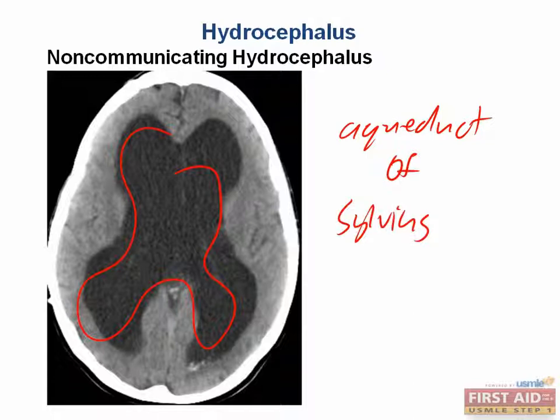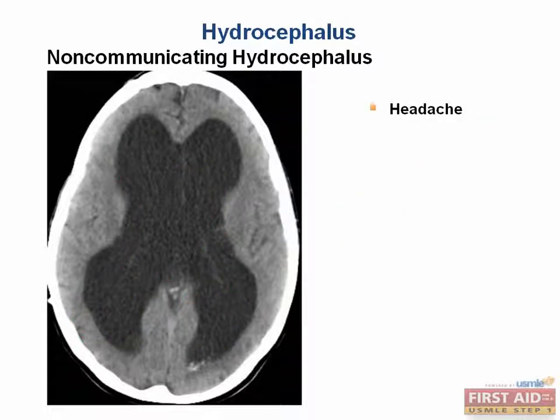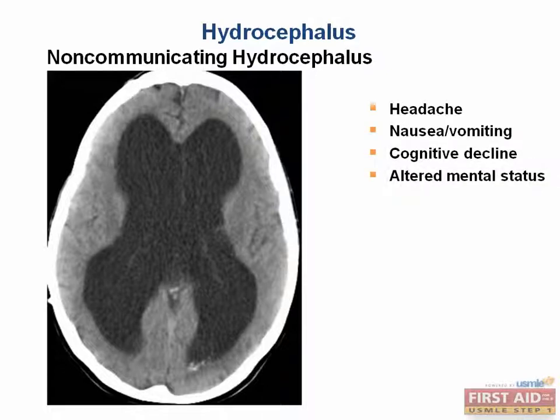The sort of dilation seen here leads to a mass effect that can cause a number of different symptoms. They include headache, nausea and vomiting, cognitive decline, altered mental status, papilledema, and a cranial nerve 6 palsy. Patients may also have a magnetic gait, where the feet shuffle along the floor.